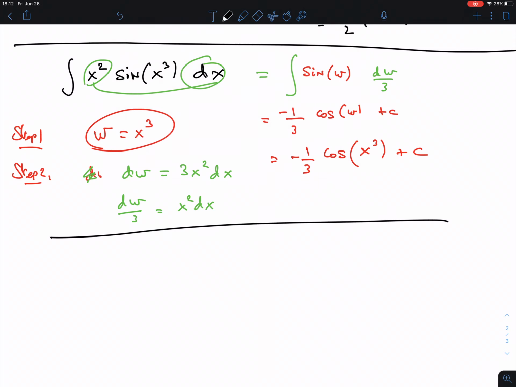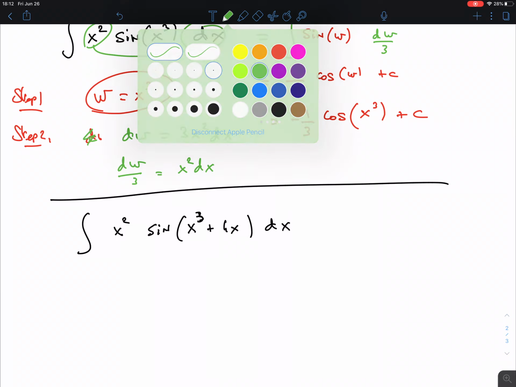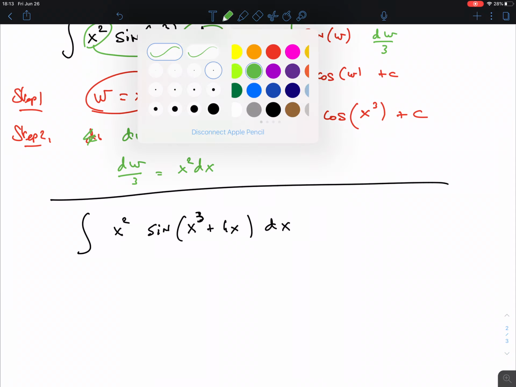So suppose I do this here: x squared sine of x cubed plus 4x dx. You say, well, this should be working too. Come on, the derivative of x cubed is x squared. I see it. Come on, what are you talking about? I'm going to do it. I'm not listening to you.